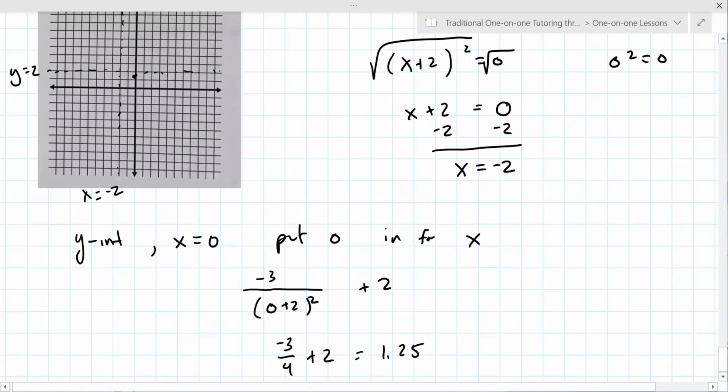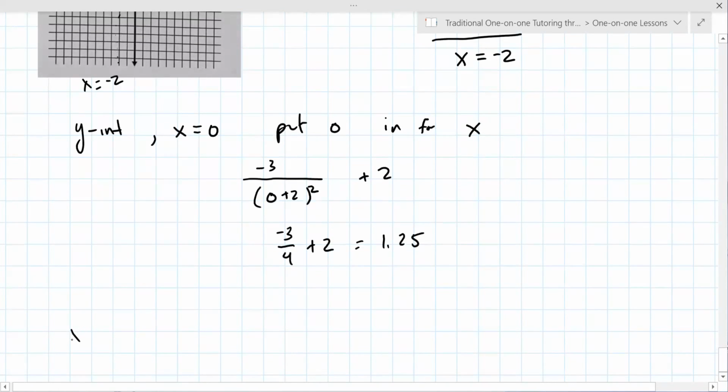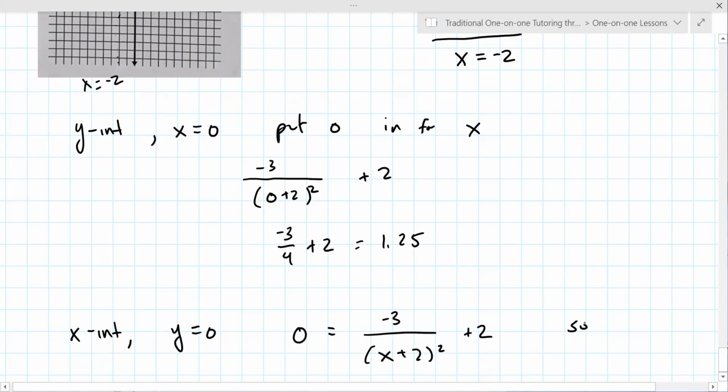In some cases, you can just set the numerator equal to 0, but when it's in the form you're in here, you have to set y equal to 0. So it's 0 equals -3 over parentheses x plus 2 squared plus 2, and then you're solving for x. So in one case, you put 0 in for x. In another case, you put 0 in for y.